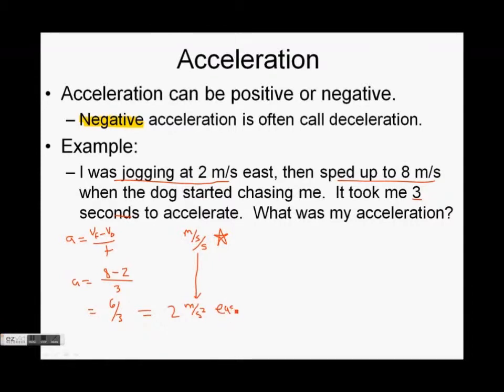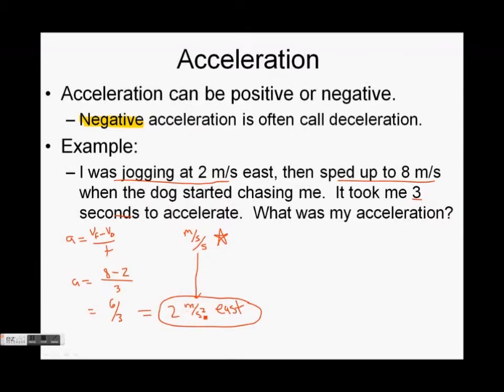Okay, let's finish the problem and then talk about this. We have to have a unit, or a direction, remember, so east, and then we have to check for significant digits. In my problem, the 8 had 1, the 2 had 1, the 3 had 1, my answer has 1, so we're good. All right, circle it, I'm done.